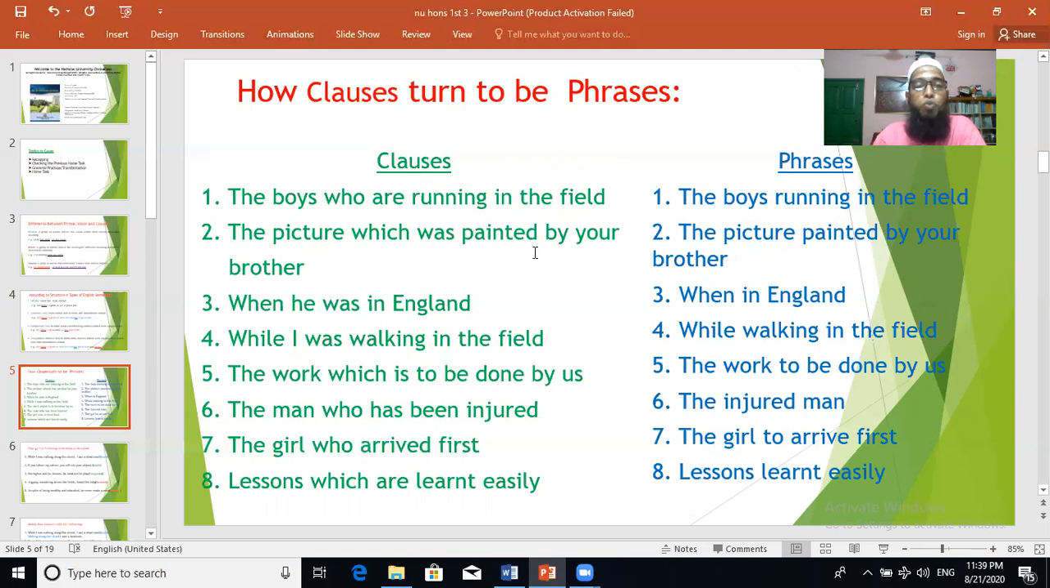The picture which was painted by your brother. The phrase is the picture painted by your brother. So the structure is that. When he was in England, this is a clause. If we make it a phrase, it may be when in England. While I was working in the field, here is subject and verb, that's a clause. But look at this one, it's a phrase: while working in the field.